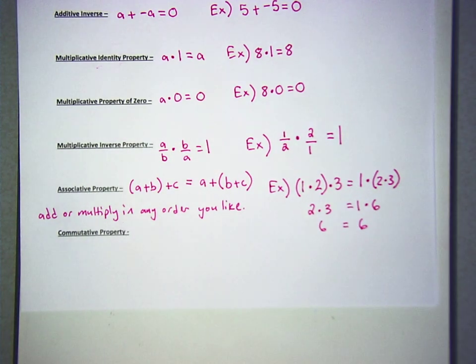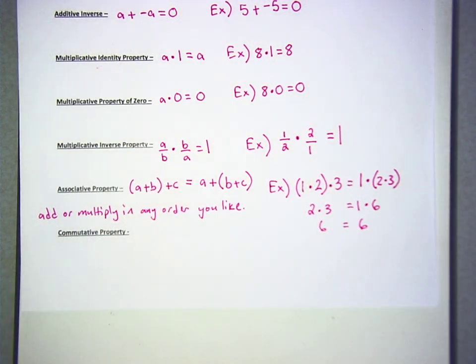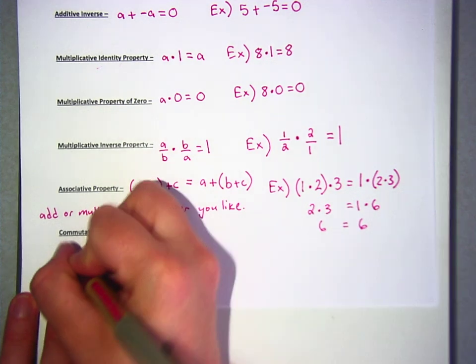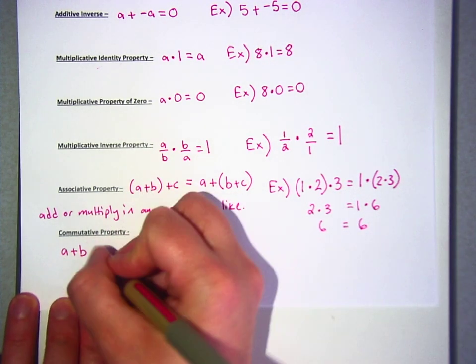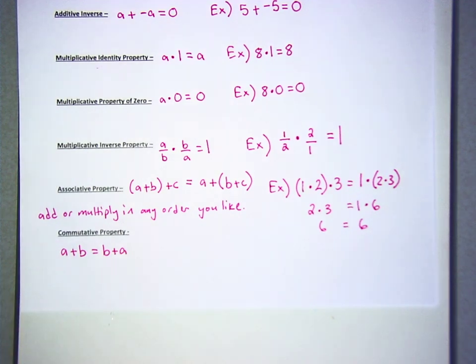Does it matter the order in which you subtract things? Yeah. How about division? Yeah. 1 divided by 2 is not the same thing as 2 divided by 1. Everybody okay with this so far? Okay, last one is the commutative property. And that one just says that you can switch the order like this. A plus B equals B plus A.